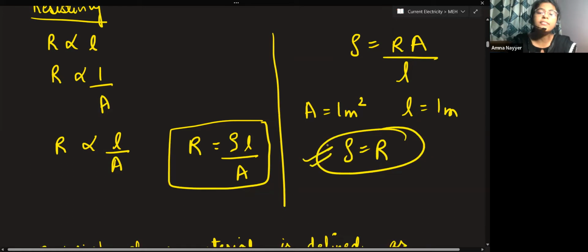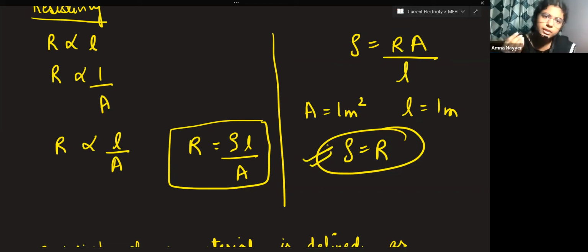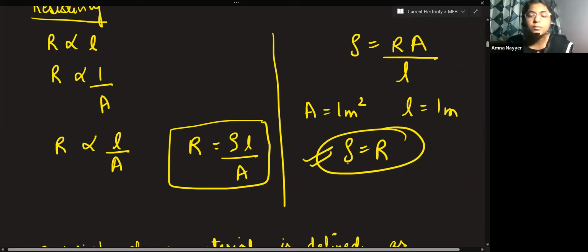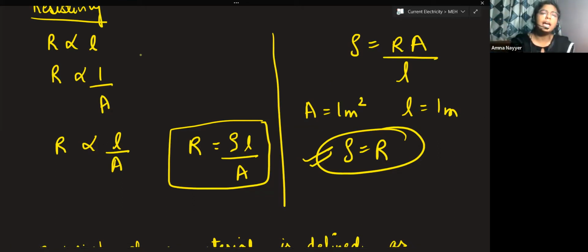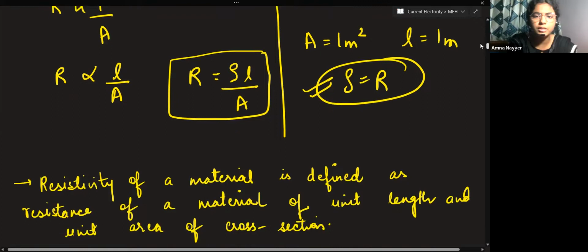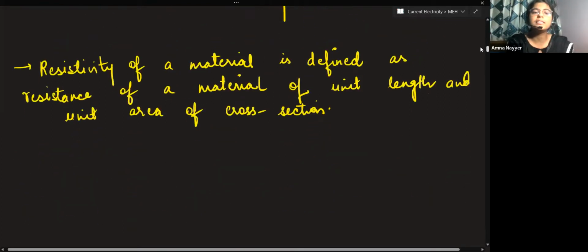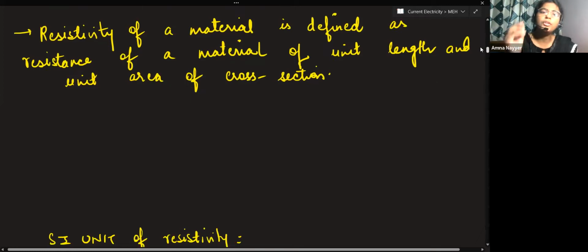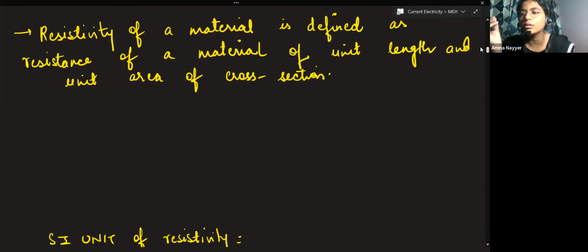So how can I define resistivity? Understand this, by this you will be able to learn the definition of resistivity. Resistivity is the resistance offered by unit length per unit area. For unit area and for 1 meter length, whatever is the resistance, you call it resistivity. This is basically the definition of resistivity. Resistivity of a material is defined as resistance of a material of unit length of unit area of cross section.